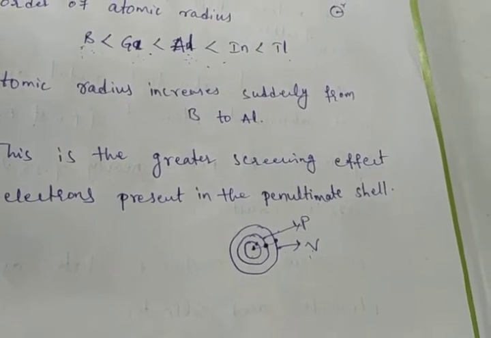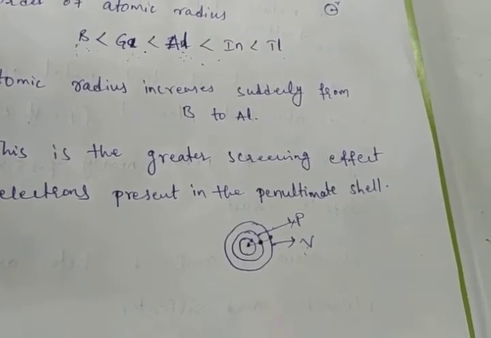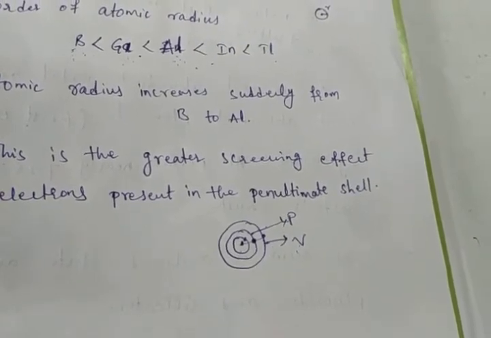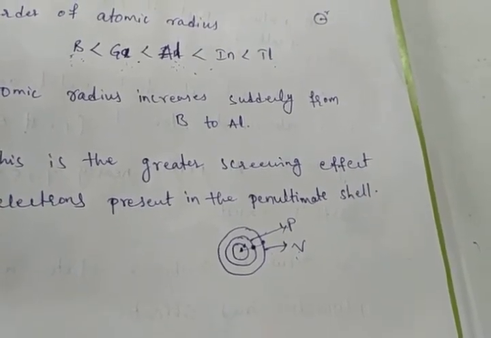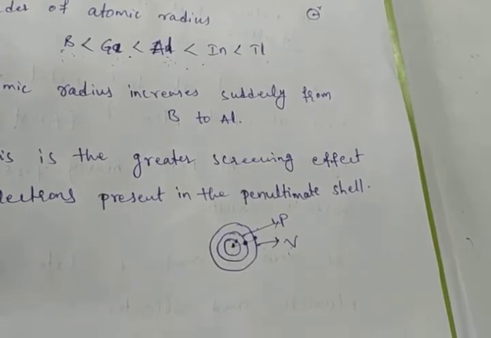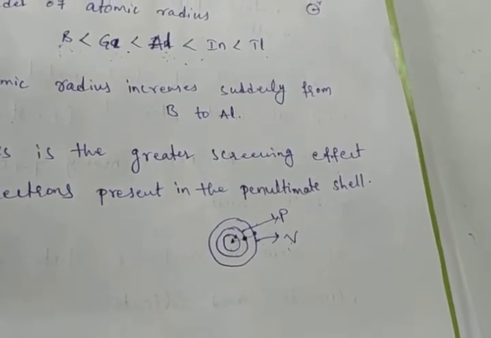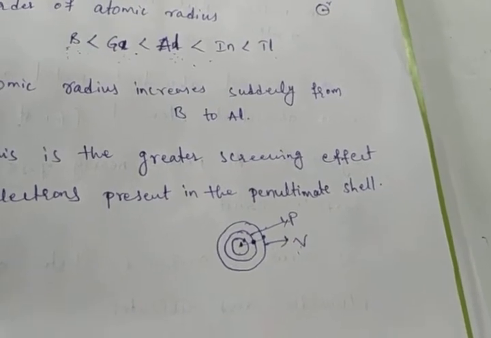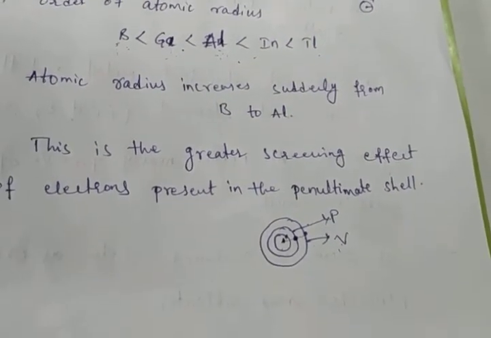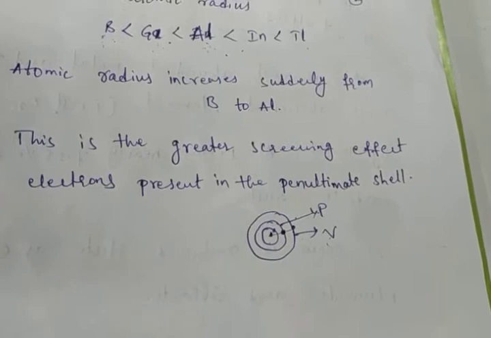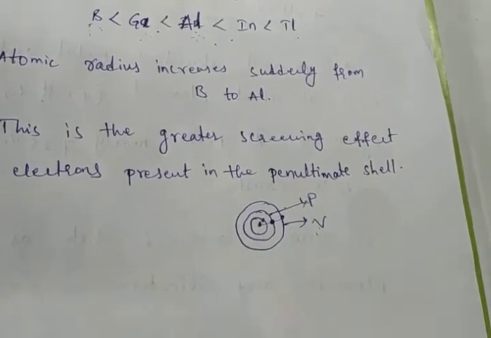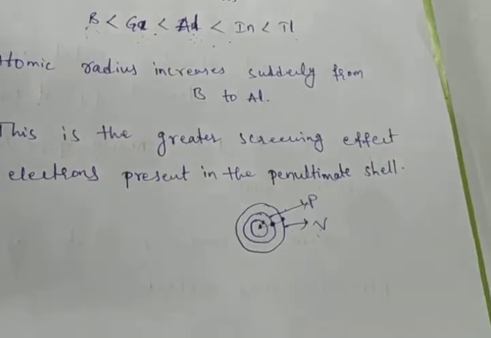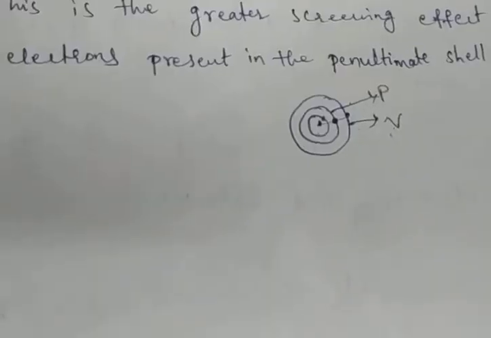Okay. From boron to aluminium, greater screening effect is there, but gallium is less than aluminium. Here, atomic radii, poor shielding effect. One is a greater screening effect, one is a poor shielding effect. Why does it have poor shielding effect? Due to the d electrons. D orbital electrons do not have that much capacity to stop the nucleus attraction force. So that is the reason.